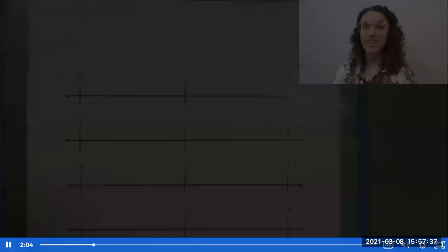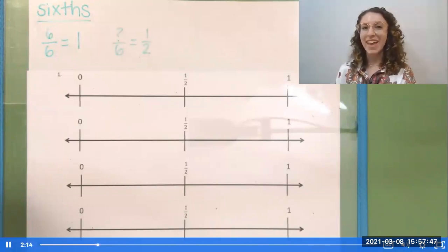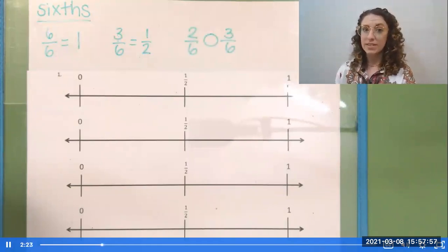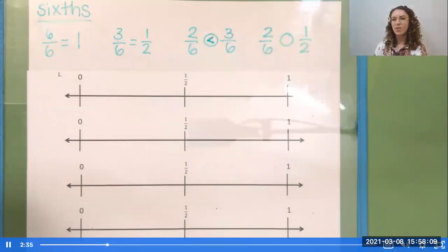Let's begin. How many sixths equal 1 whole? Say the unit. 6 sixths. How many sixths equal 1/2? 3 sixths. Is 2 sixths greater or less than 3 sixths? It is less. So then, is 2 sixths greater or less than 1/2?